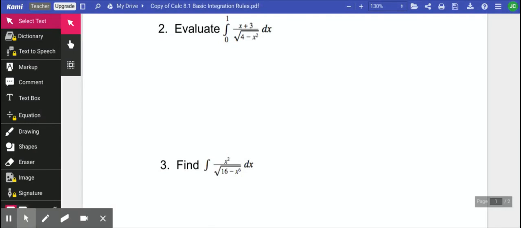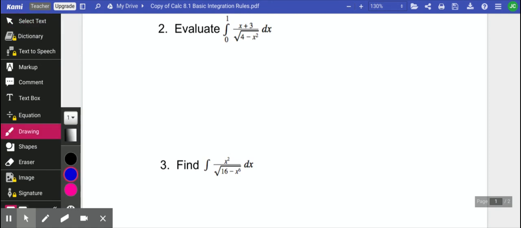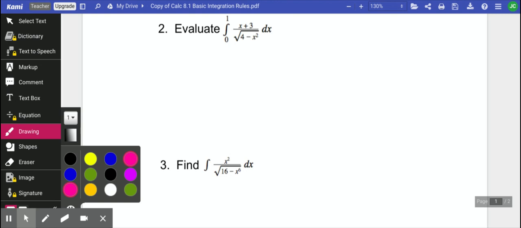Example number 2 is a definite integral. So our answer is going to be an actual number, a numeric answer. So let's start looking at this. Our first thought might be to do a u substitution, and that is not a bad thought.